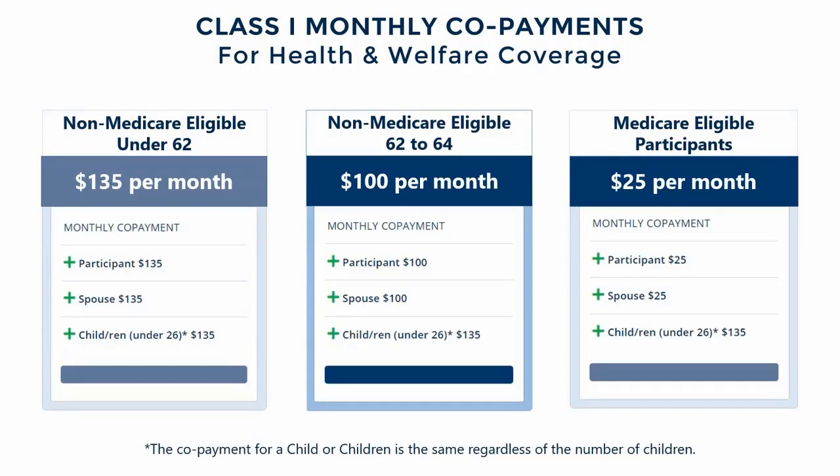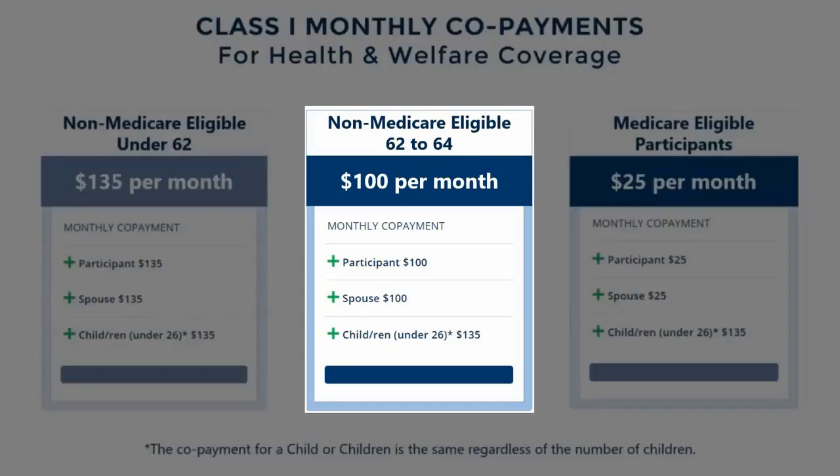Just as a very quick example, we'll look at age 62 to 64. If it were yourself, your spouse, and 3 of your kids on file, you'd pay $100 for the participant. Assuming that your spouse is also age 62, you'd pay $100 for the spouse, and $135 for all the kids. So a total of $335 a month, and that's taken right out of the pension payment.